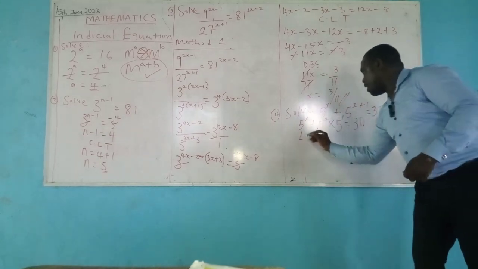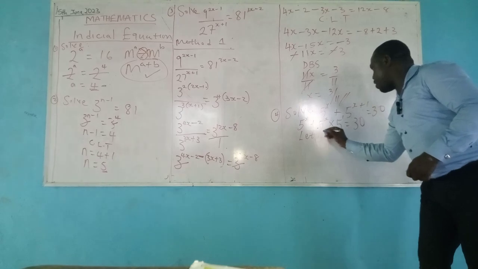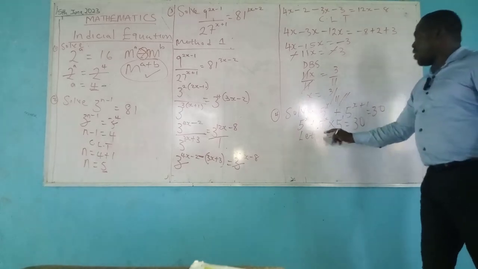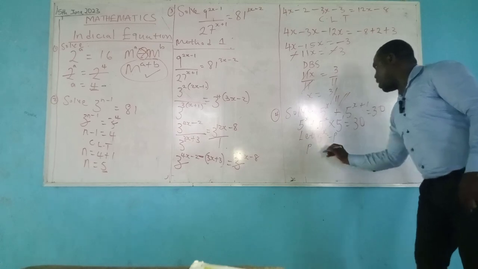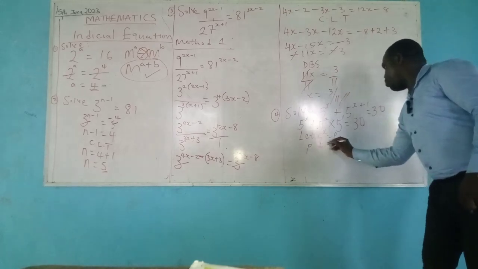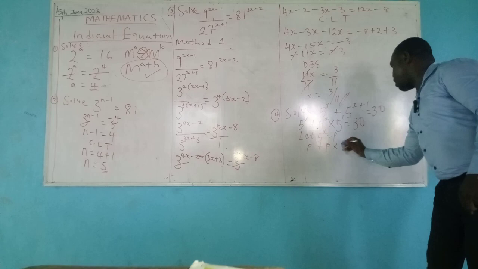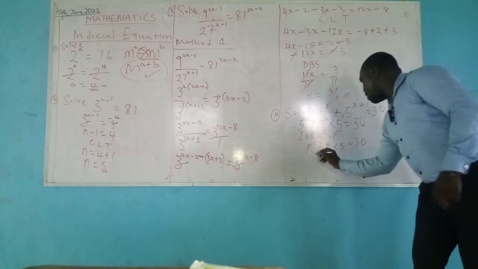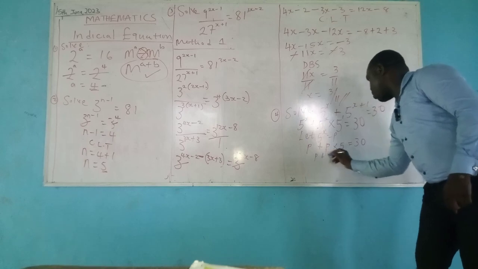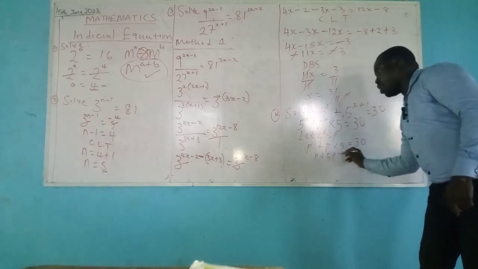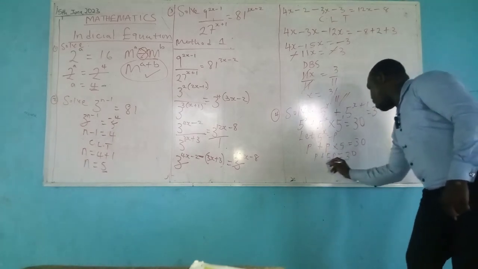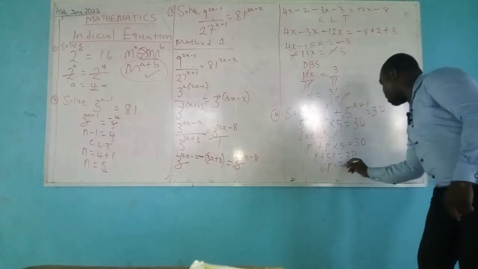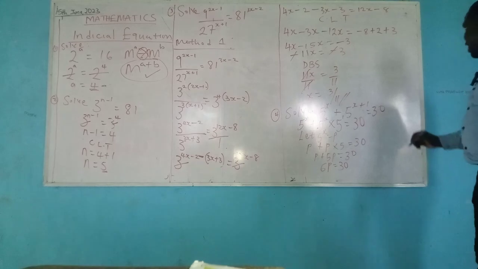So I will say, let 5 raised to power x be equal to P. Meaning anywhere I say 5 raised to power x, I will put P there. So you have P plus P times 5 equals 30. So that I will have P plus 5P equals 30. And here this means 6P equals 30. Okay, I'm sure this is clear enough.